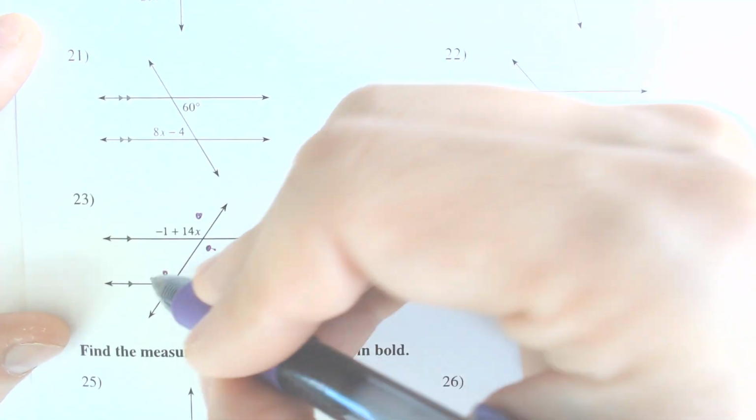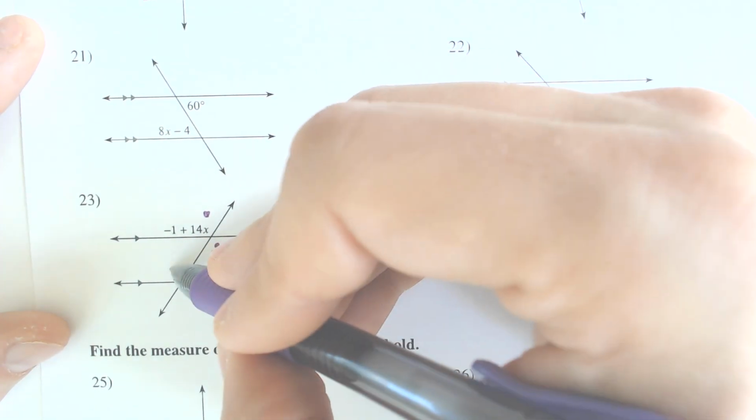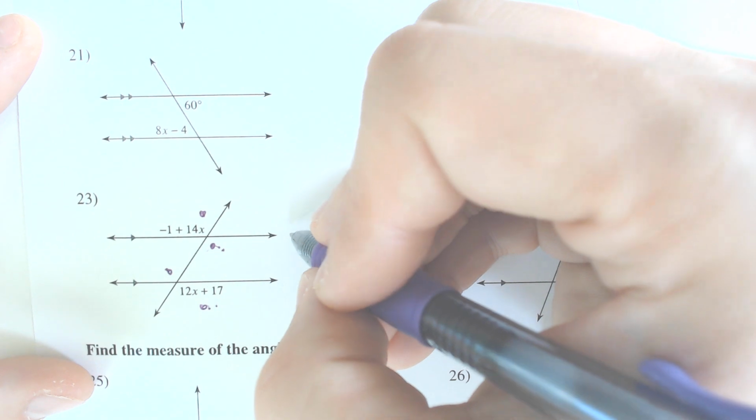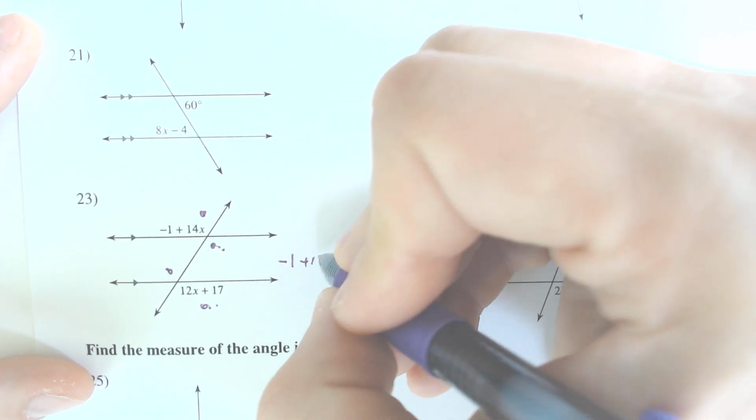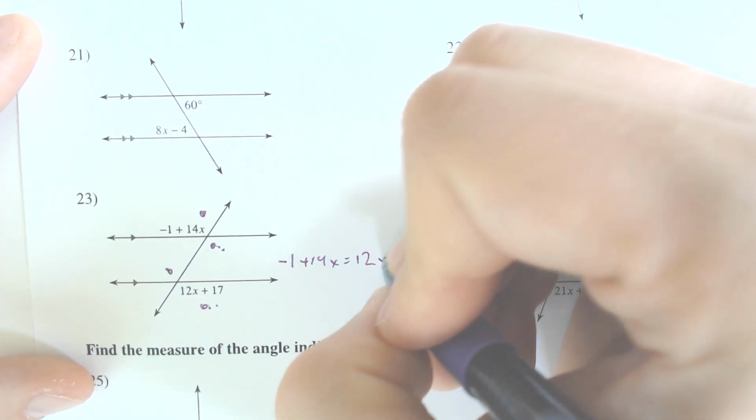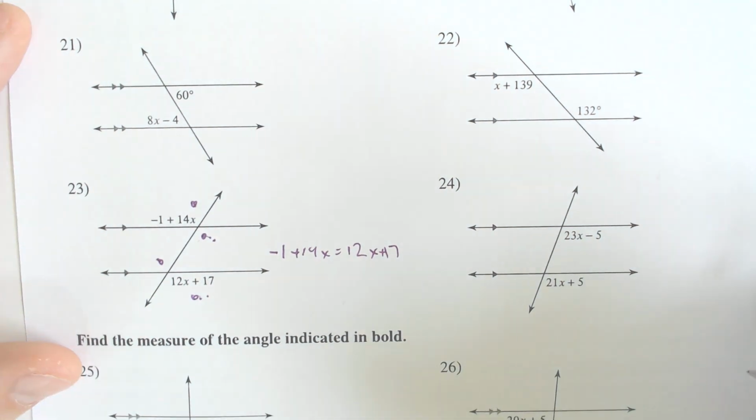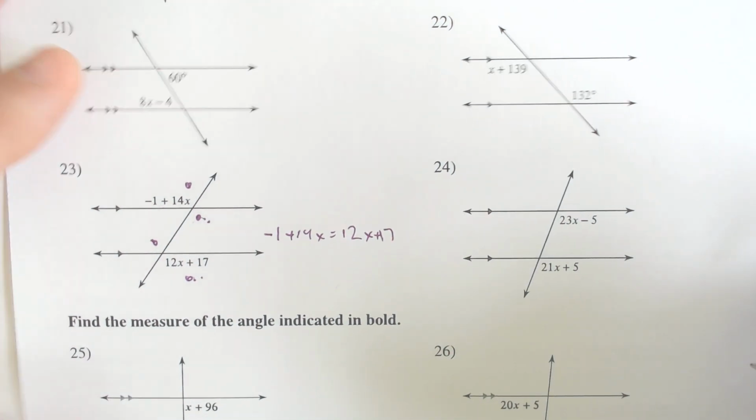The dots are here, here, here, here. Top left, bottom right, top left, bottom right. So that means they're equal to each other. -1 plus 14x would equal 12x plus 17. The geometry part is the easier part, potentially.